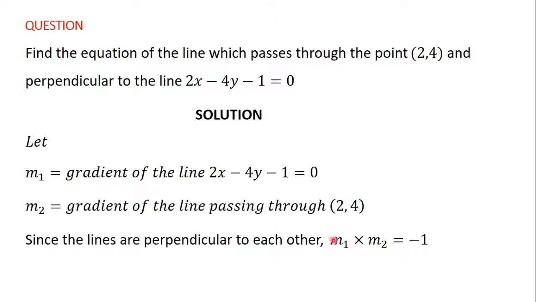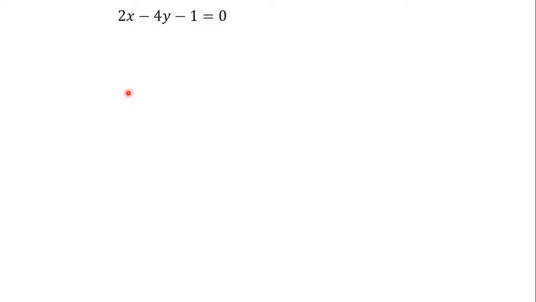With this equation, we can find the gradient of the line that passes through the point 2, 4. With the gradient and the point 2, 4, we can then go ahead and find equation of the line. So first, we have to find m1. The equation of the line is 2x minus 4y minus 1 is equal to 0. Using this equation, we can find the gradient of the line.